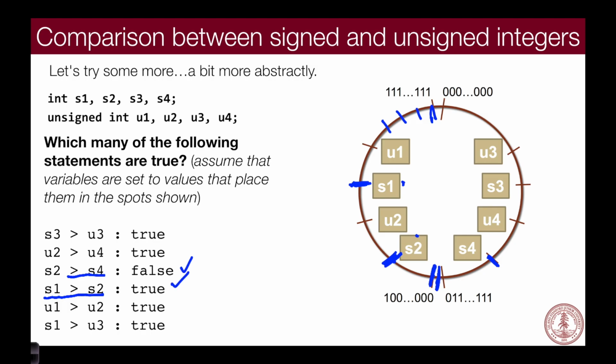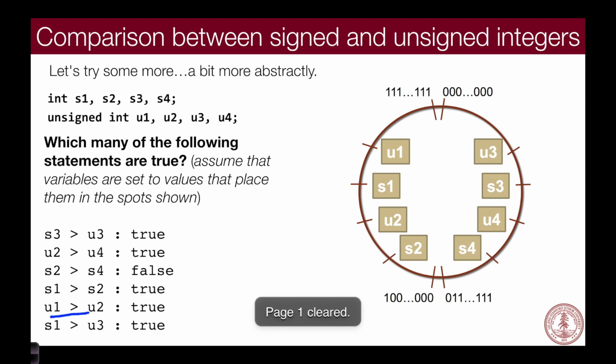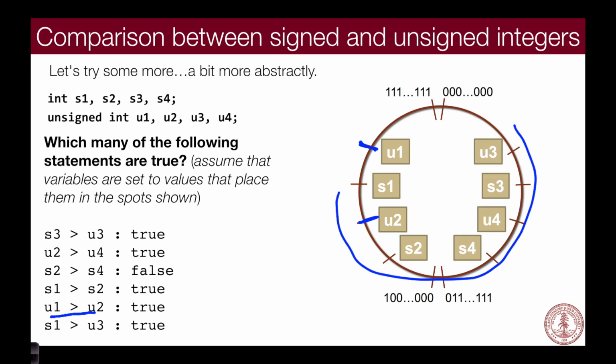So that's true. All right, let's look at U1 versus U2. Is U1 greater than U2? Sure it is. Unsigned are easy. Unsigned just continually get bigger, and therefore U1 is greater than U2. True. Let's look at the last interesting one here.